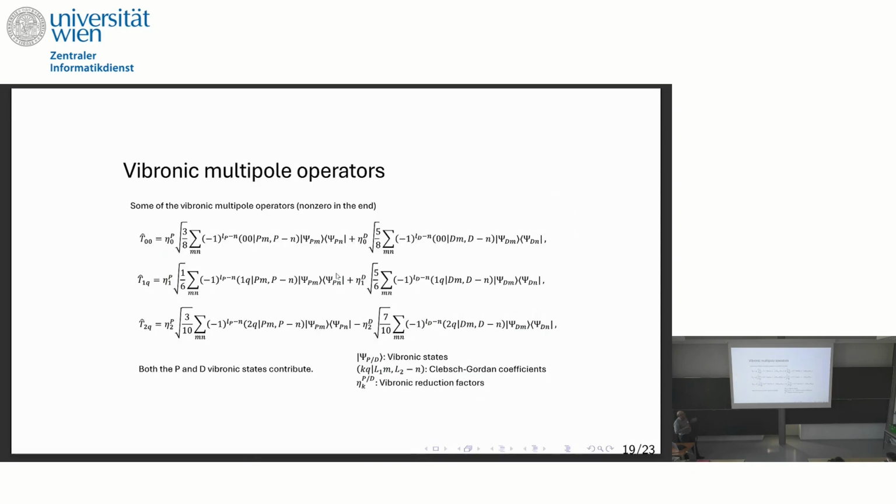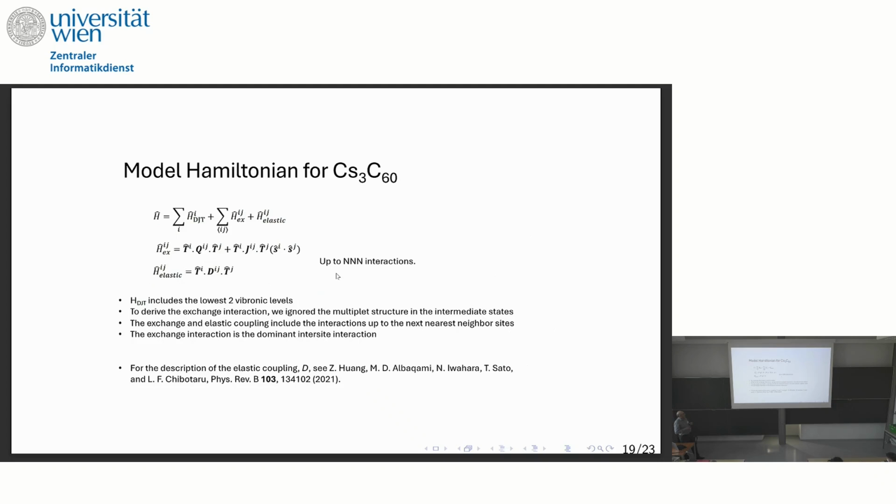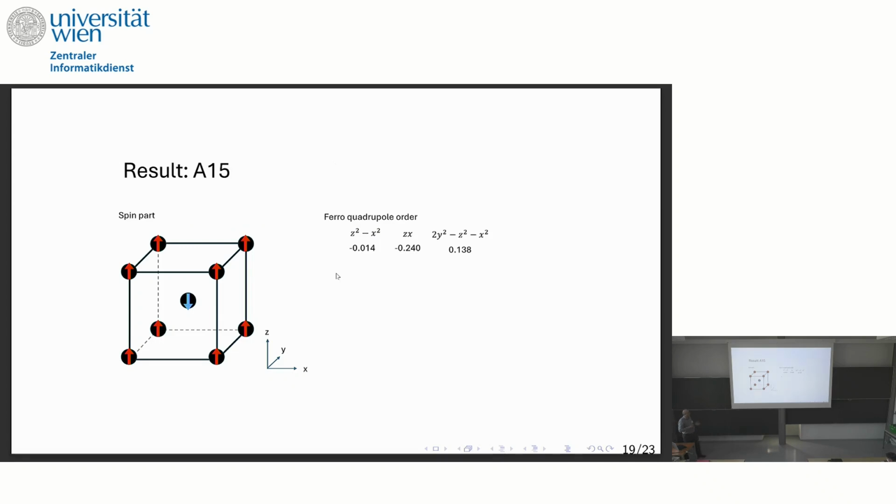It is defined via operators which arise from these vibronic states. They can be expressed in this way, just a symmetrized combination. And this is how the interaction Hamiltonian looks in this case. Again, it has the form of Kugel-Khomskii, but it is written not in terms of spin or orbital operators, but in terms of these multipolar operators. This is what we obtain.